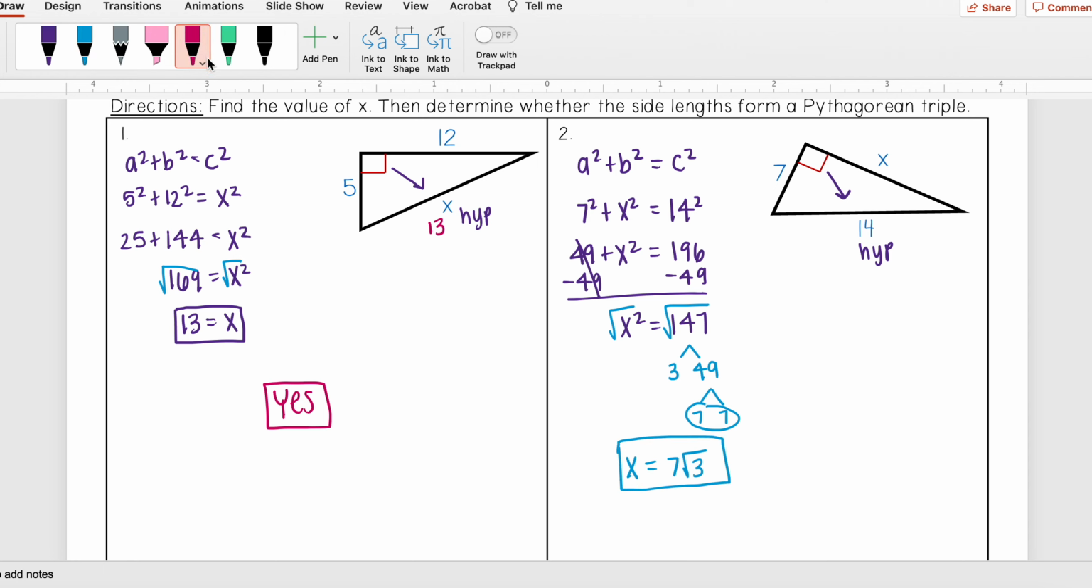Now I need to determine whether this is a Pythagorean triple. Well, my side lengths do have one side length that has a square root in it. So the answer here is going to be no.